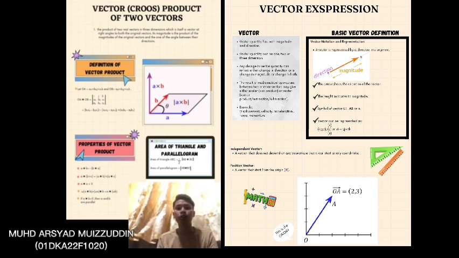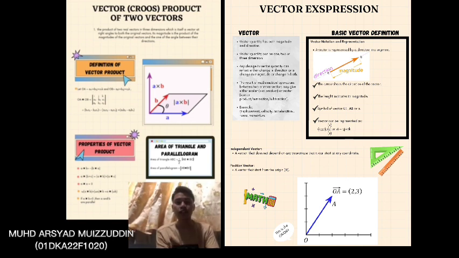Now we move to the next point, the 5 properties of vector product. First, A cross B is the same as negative B cross A. Second, A cross (B plus C) is the same as A cross B plus A cross C. Third, A cross A is the same as 0. Lastly, if A cross B is the same as 0, then A and B are parallel.